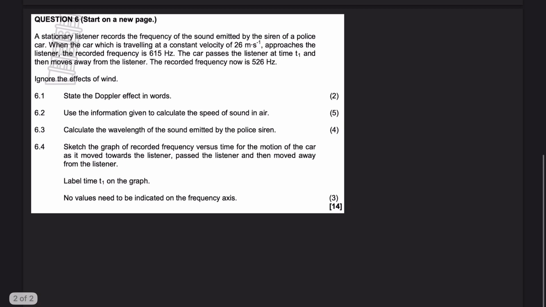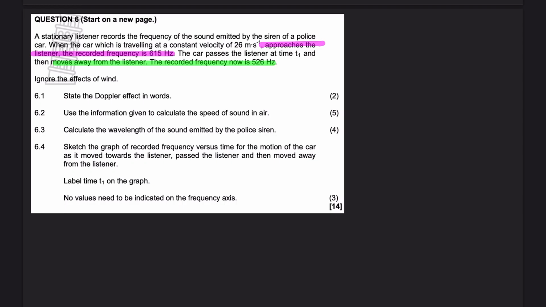Question number 6. A stationary listener records the frequency of the sound emitted by a siren of a police car when the car, traveling at a constant velocity of 26 meters per second, approaches the listener. So this is important: approaches the listener, the recorded frequency is 615. When it passes the listener and moves away, the frequency is 526. State Doppler. That's fine, you have the definitions. 6.2, use the information given to calculate the speed of sound in air. This is 5 marks. So 5 marks is either going to be simultaneous or 2 equations.